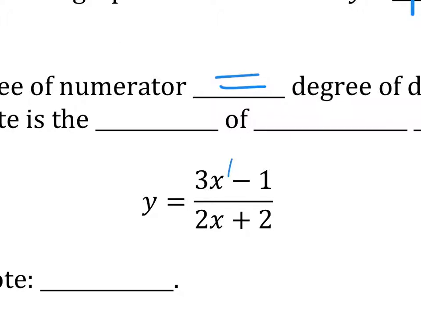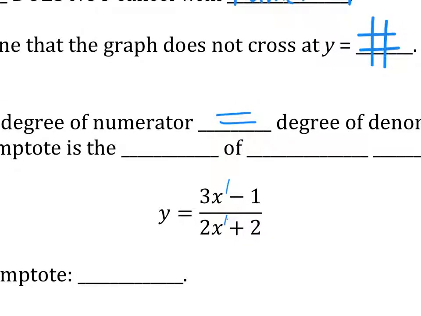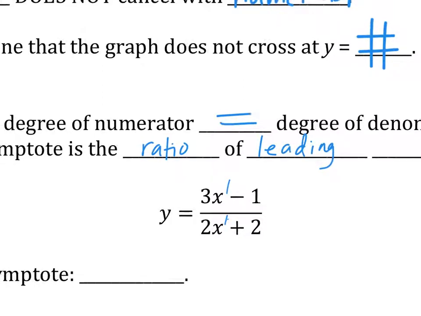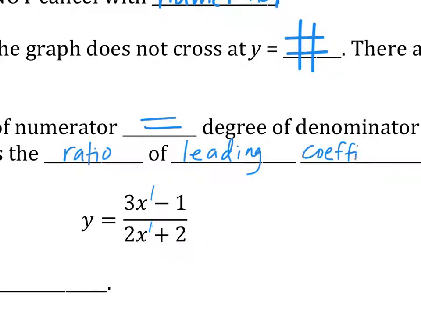1. Because there is an invisible 1 on the x, and the highest power of that polynomial is called the degree. Okay, so let's look at the denominator, 2x plus 2. What is the degree of 2x plus 2? Everybody? 1. Okay, so are the degrees the same? Yes. When the degrees are the same, the horizontal asymptote is the ratio of the leading coefficients.